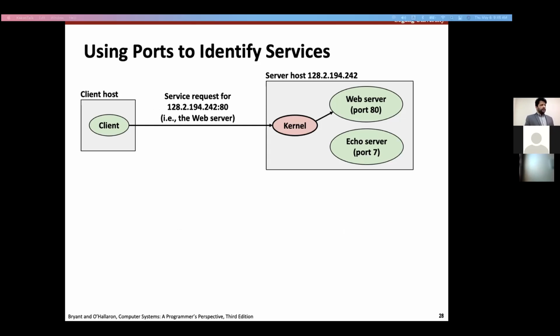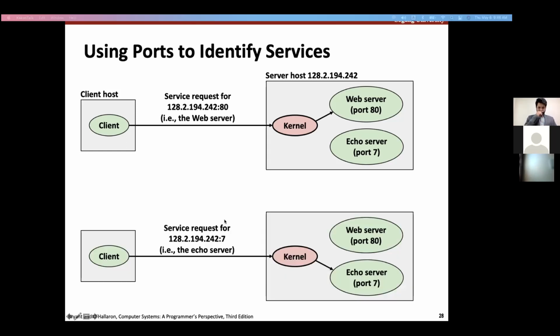The request goes into the server host, where there's a kernel, and then we have this web server running on port 80, and an echo server running on port 7. Because the client requested the web server, the request goes to the port 80 web server. Similarly, when the client requests the echo server, the request goes directly to the echo server, and it doesn't follow the web server's call path. Instead, the kernel will hook the echo server to the requesting client as a service.